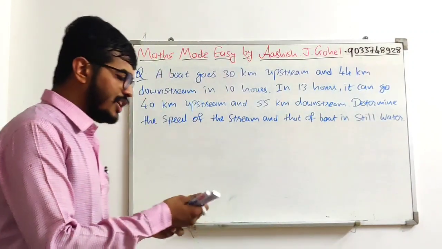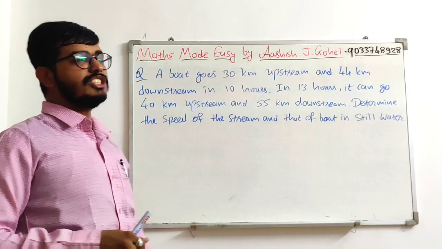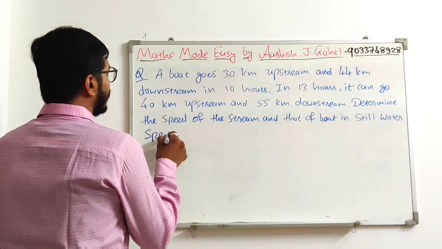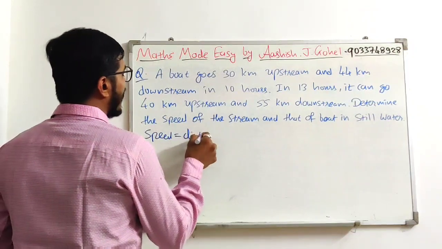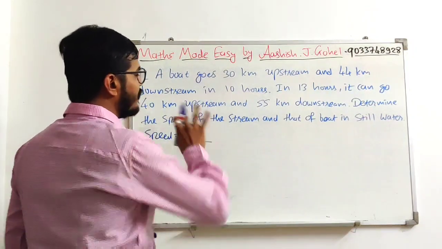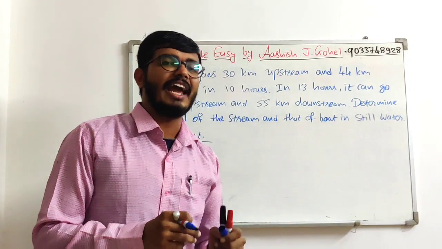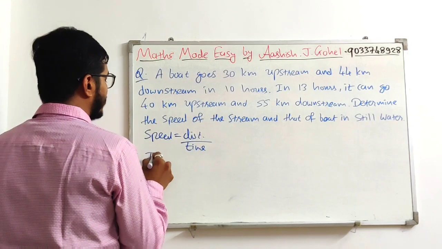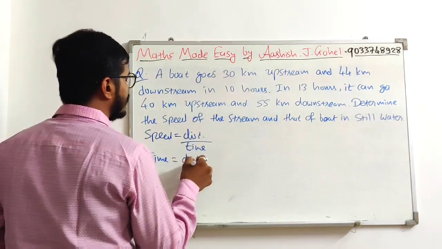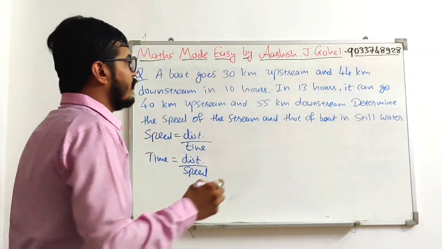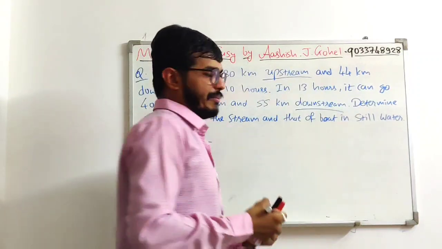Okay, so first thing we need to discuss is what is the relationship between speed, distance and time. So speed is equal to distance divided by time. But we want here some equations based on time. So let us make time the subject. So time is equal to distance divided by speed. Now what do you mean by upstream, downstream?